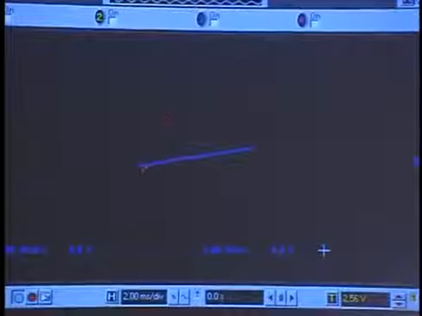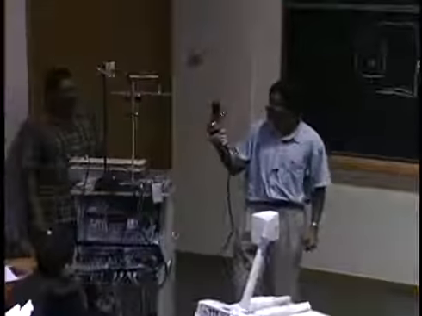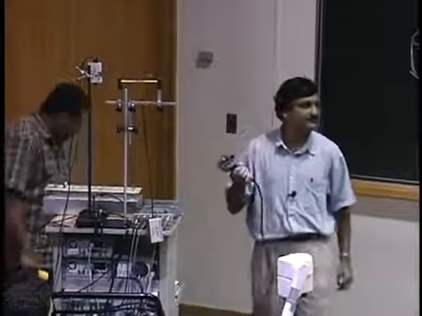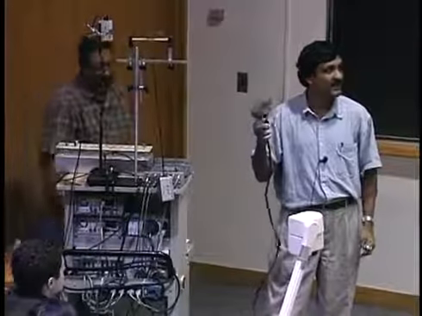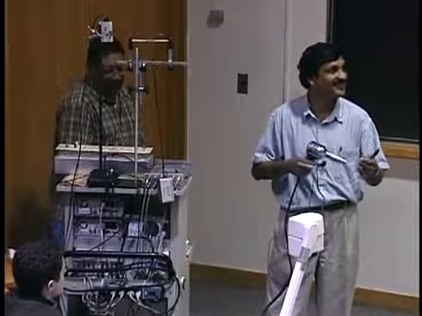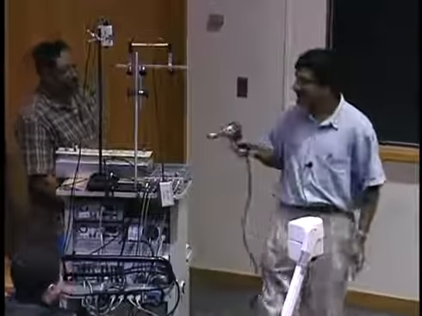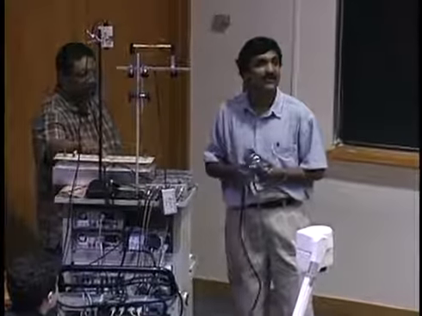Next example is a thermistor. A thermistor is a resistor whose resistance varies with temperature. So this is a very expensive little hair dryer, and what I'm going to do is blow some hot air at my resistor, and you're going to see that its value is going to change depending on how much I heat it.